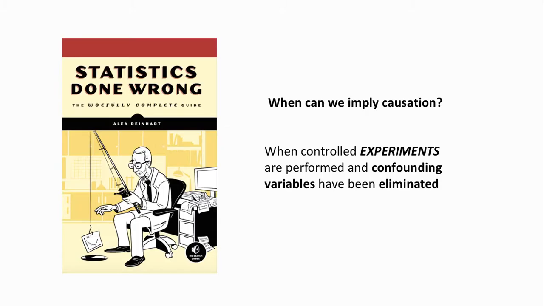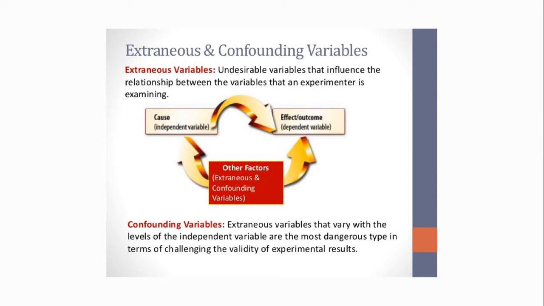When can we imply causation? Really only with experimental designs, and even then we cannot prove what we found, because experimental designs help minimize the risk of confounding variables. What's a confounding variable? Well, an extraneous variable is an undesirable variable that influences the relationship between the variables that an experimenter is examining.